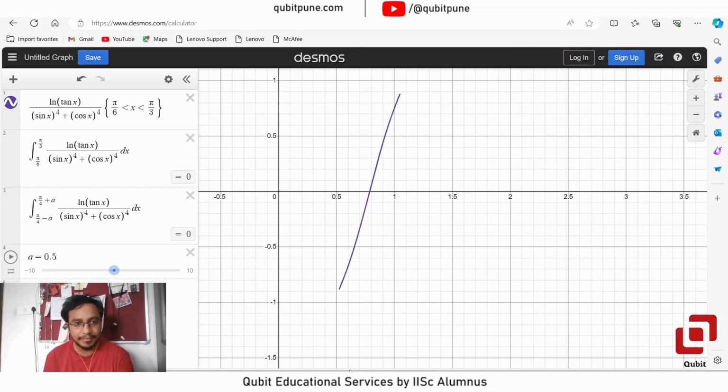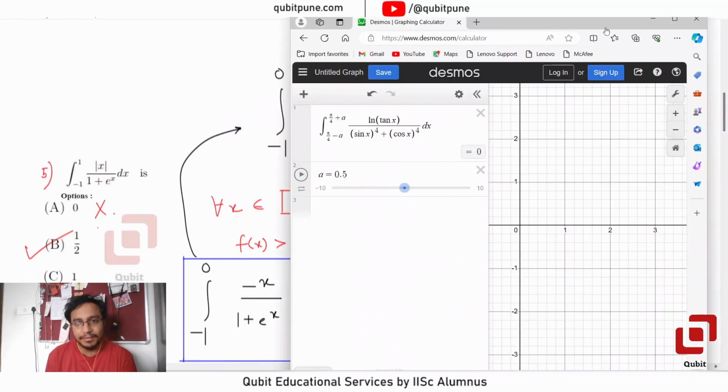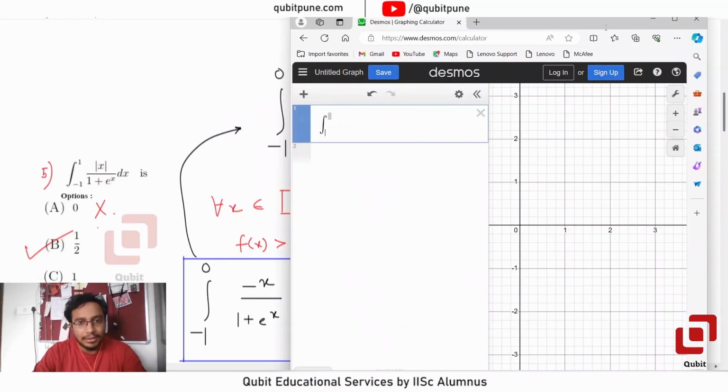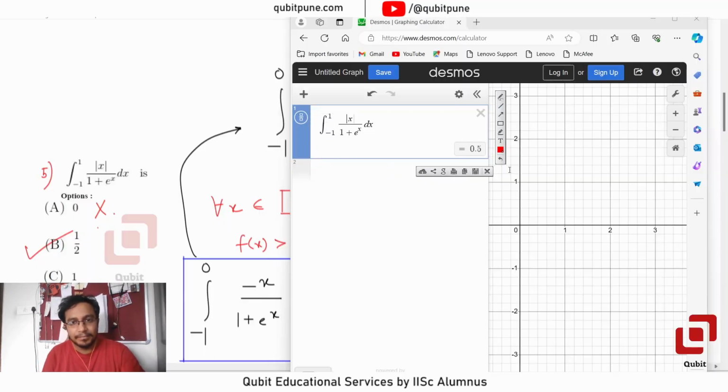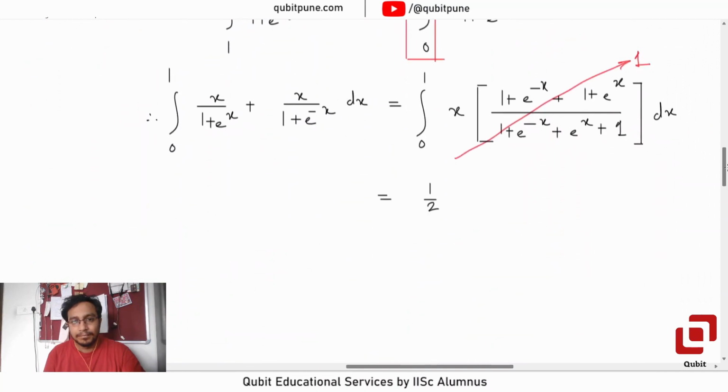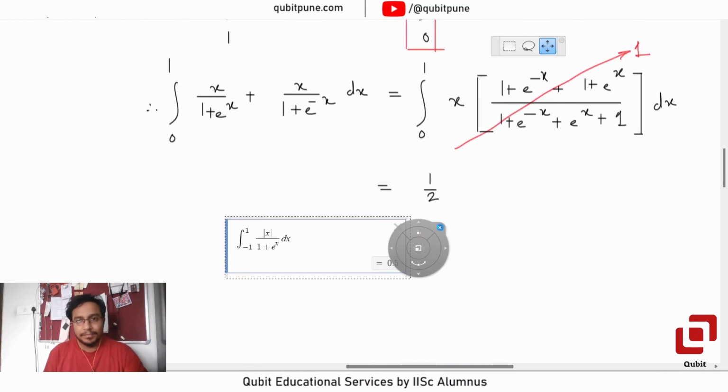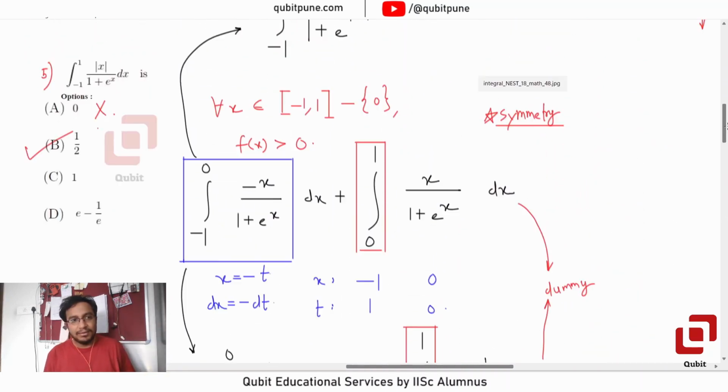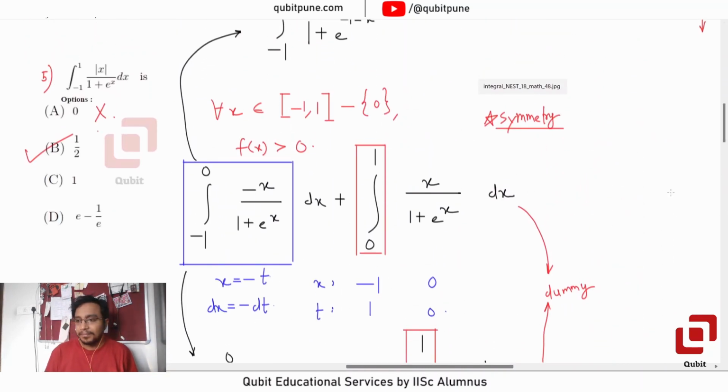Okay, let's verify it here. Integral from minus 1 to 1 of mod x upon 1 plus e raised to x dx. Half, so that's verified. Okay, got the answer, understood how this MCQ was to be solved? Yes, no? Yes.